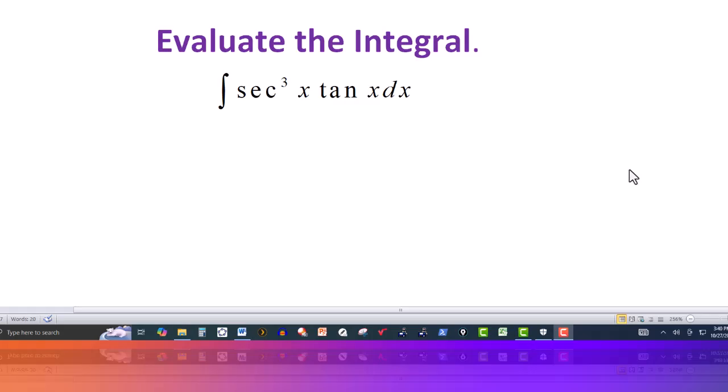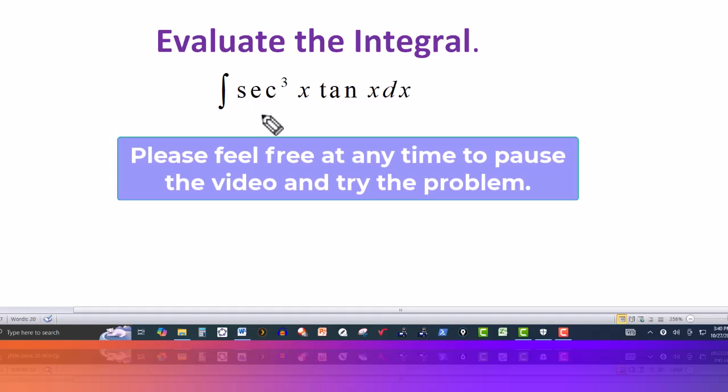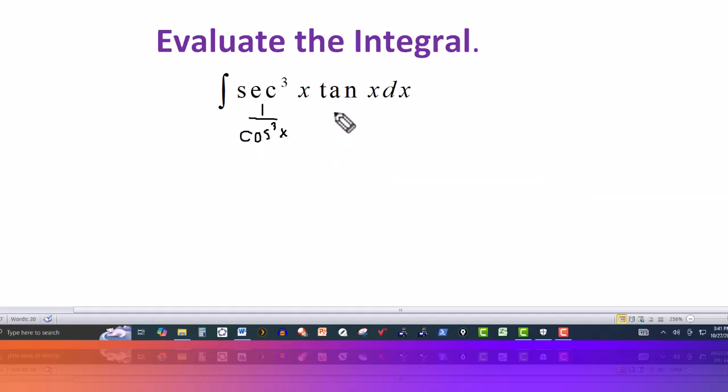In this video, we're going to evaluate the trig integral of secant to the third of x multiplied by tangent of x. So let's see first if we can simplify the integrand. Now the secant to the third of x can be written as 1 over cosine cubed of x. And tangent is the same thing as sine of x over cosine of x. Always nice to have it in terms of cosine and sine if you can. It'll be easier to use a U-substitution.